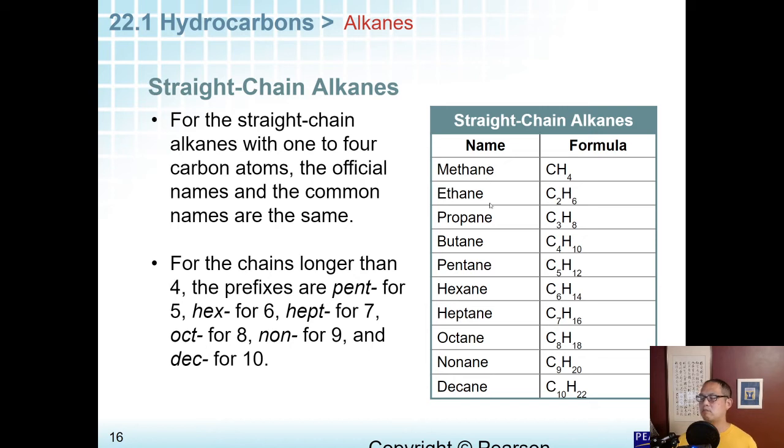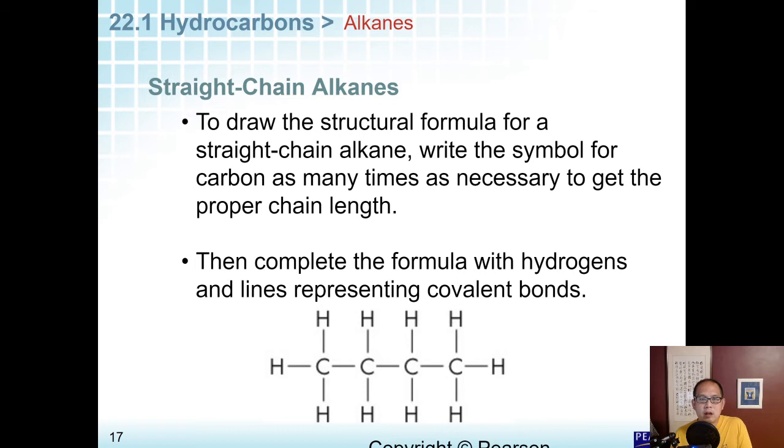After that, it gets easy, quote unquote, because it's the same prefixes that we used for naming formulas before. Pentane, 5 carbons, hexane, 6, heptane, 7, octane, 8, nonane, 9, decane, 10. I'm not going to make you memorize these, but you would if you were taking organic chemistry. And they're pretty straightforward, honestly.